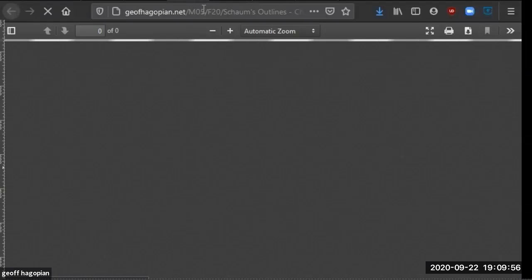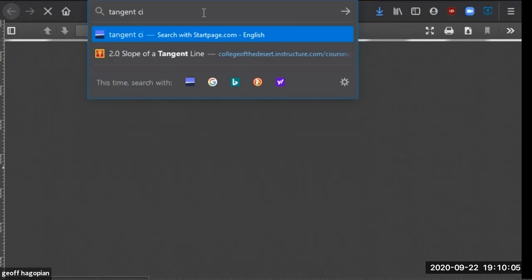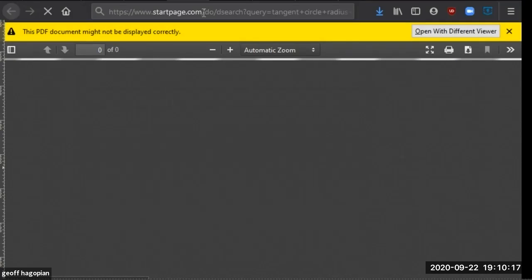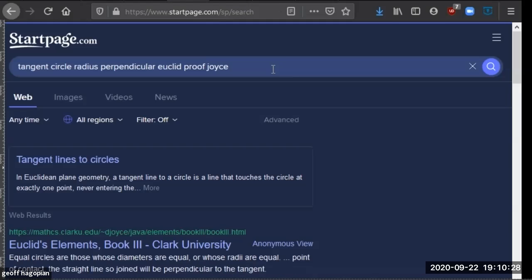Let's see, can I do that here? I'm going to just, well, I don't know what's here, but I'm going to say tangent, circle, radius, perpendicular, Euclid proof, and maybe Joyce as well, right? Joyce being the guy, the Euclid's Elements.